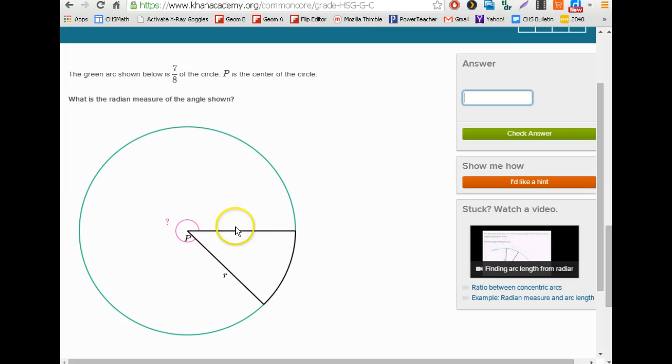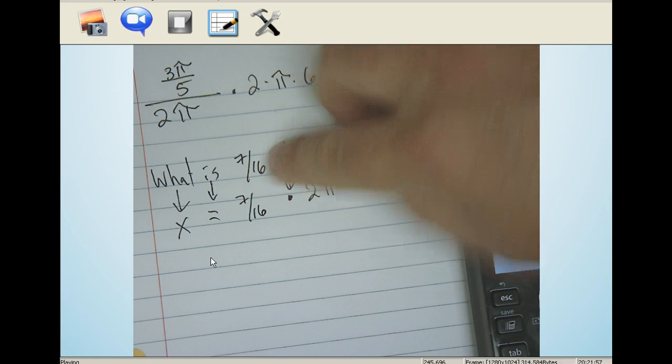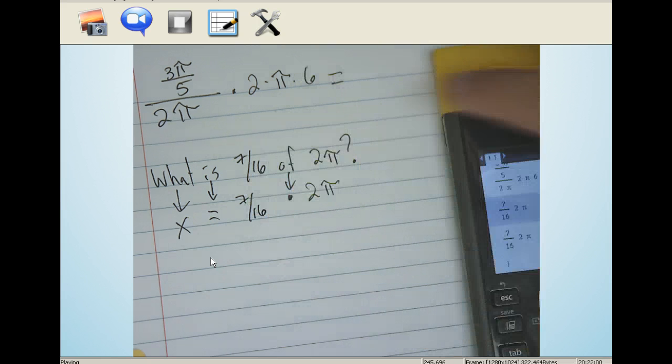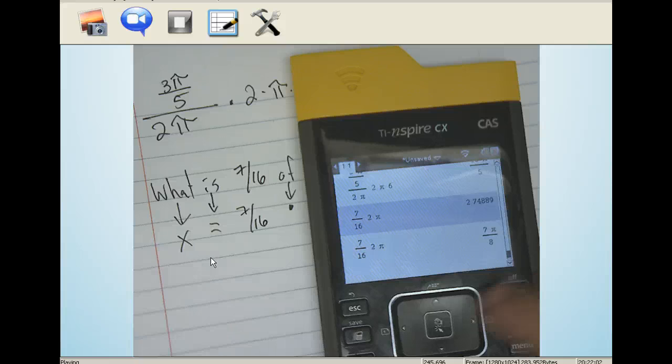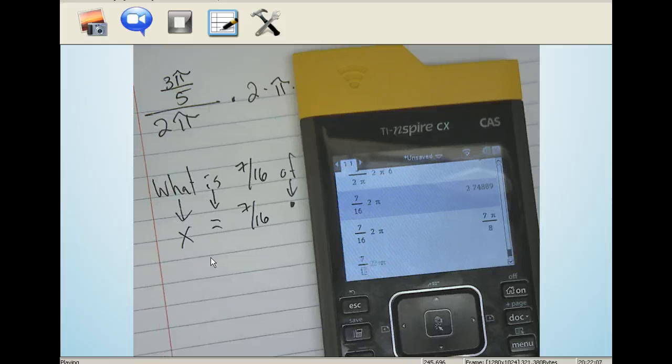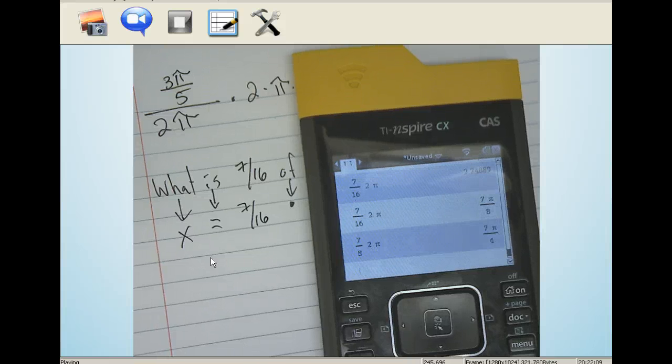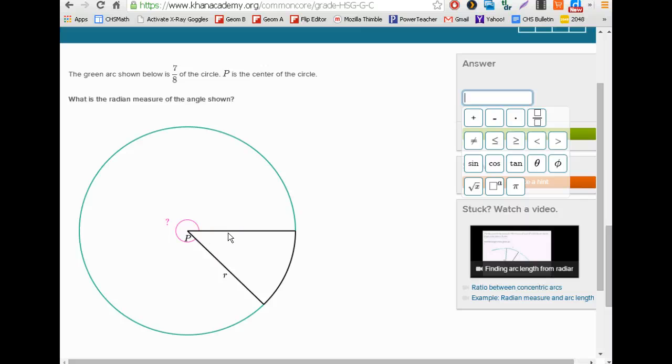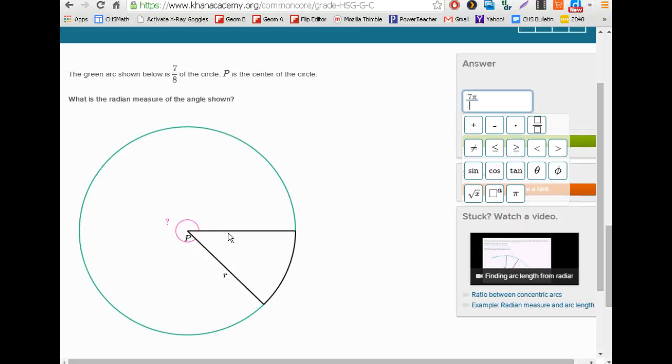And now we have the same thing. Ooh, this big one. This is 7/8. What is the radian measure of it? If this is 7/8, we're again trying to figure out what is 7/8 of 2 pi. Just like we wrote before, but now what is 7/8 of 2 pi? We're taking that exact same problem and just changing it from 7/16 to 7/8. And we get 7/4 pi. So 7 pi over 4. And that's how those are done.